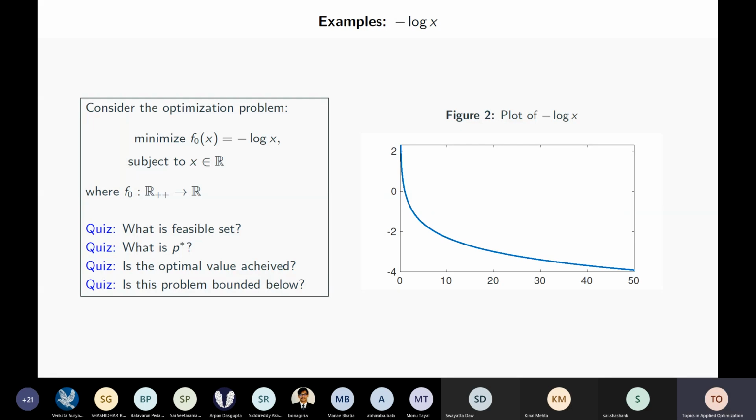So feasible set. First of all, we have to look into the domain. What x are actually allowed? Although this is saying unconstrained, when I look at the domain, I immediately figure out that it is only allowing strictly positive numbers. So that's where my domain gets restricted. Strictly positive numbers now serve as a feasible set because there is nothing else here. So the feasible set is R plus plus. That is done. And what is p star, the optimal value, in this case?